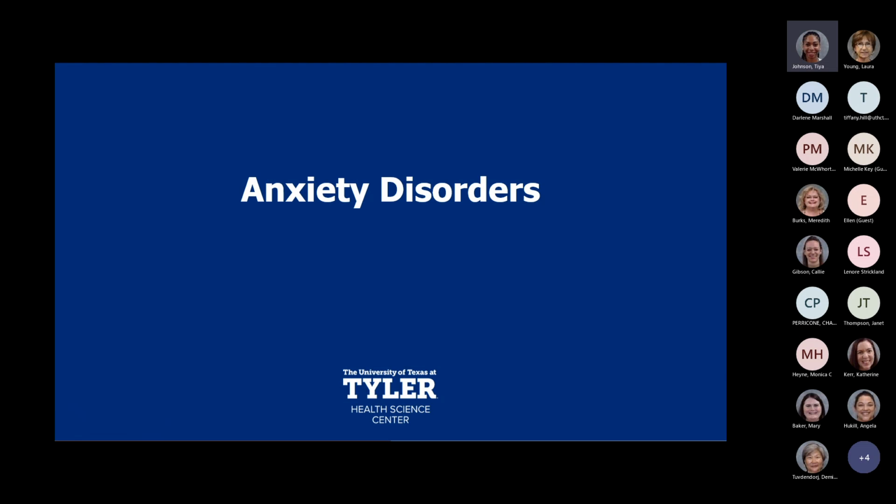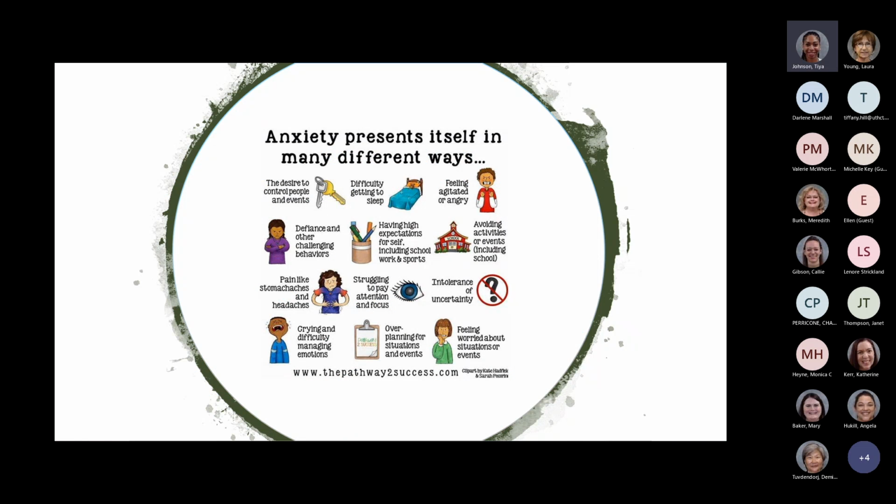Now we're going to switch gears and talk about anxiety disorders in children and adolescents. I show this slide because anxiety can present itself in many ways, and anxiety is very, very common in children. It's actually more common than depression in children, and it gets missed a lot because it can present in different ways. Some of the ways this picture shows are the desire to control people and events, difficulty getting to sleep, and feeling agitated or angry. Again, as I said about irritability being a common symptom in children and adolescents with depression, feeling agitated or angry is also a common presentation of anxiety in children and adolescents.